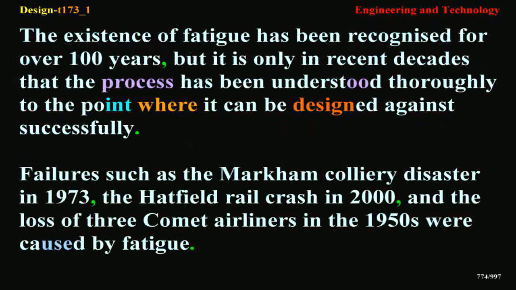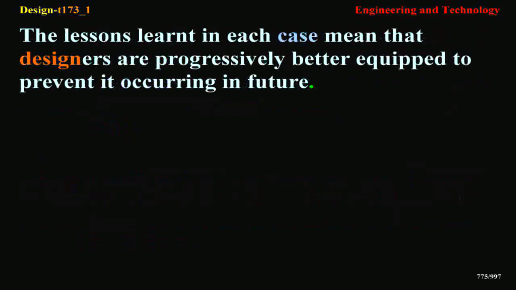The existence of fatigue has been recognized for over 100 years, but it is only in recent decades that the process has been understood thoroughly to the point where it can be designed against successfully. Failures such as the Markham Colliery disaster in 1973, the Hatfield rail crash in 2000, and the loss of 3 Comet airliners in the 1950s were caused by fatigue. The lessons learned in each case mean that designers are progressively better equipped to prevent it occurring in future.